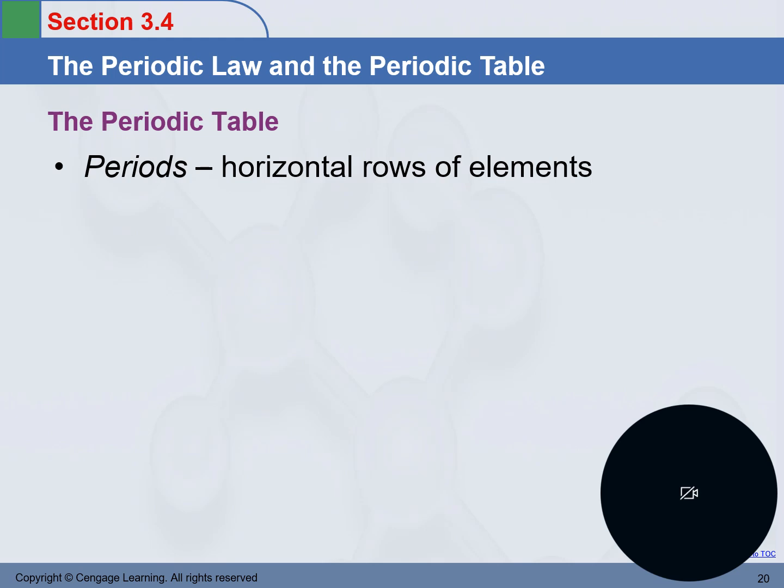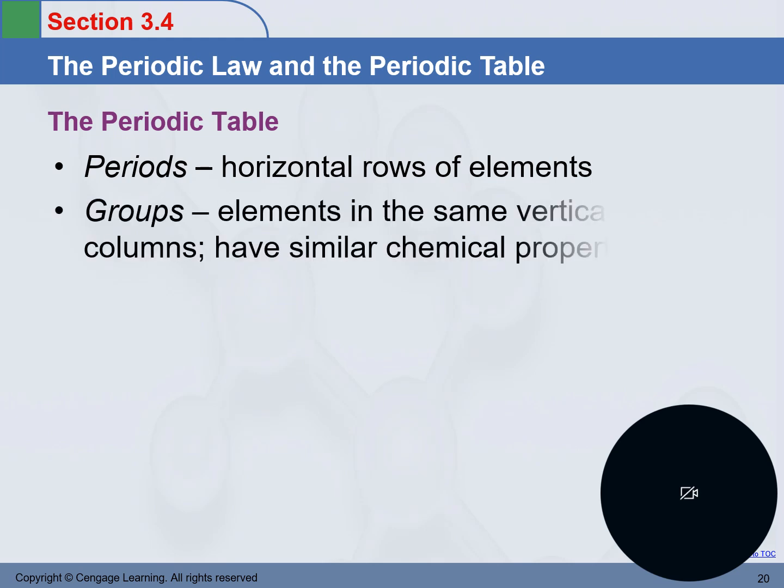In addition to being able to figure out the number of protons, neutrons, and electrons from a periodic table, there are other things that you should know about it as well, such as that periods are the horizontal rows. There are 7 of them on our periodic tables, and groups go up and down, and they have very similar physical and chemical properties. There are 18 of them on our periodic table, at least the condensed version there is.